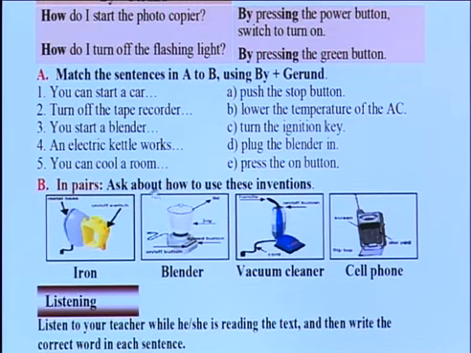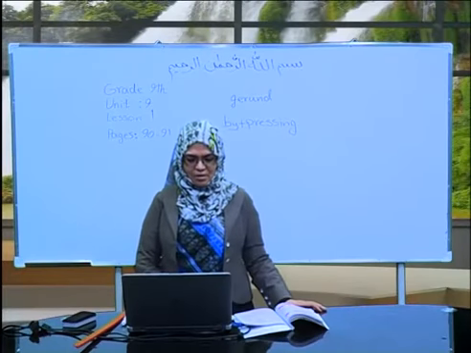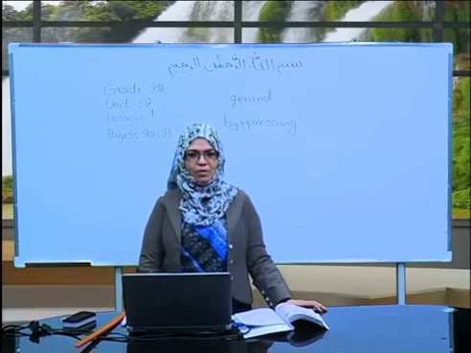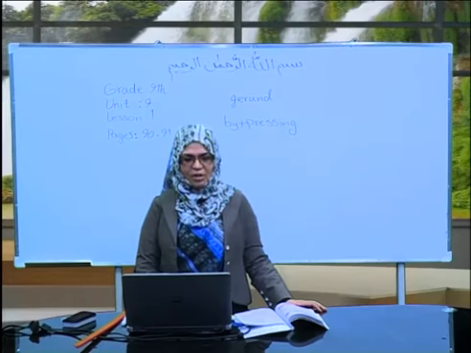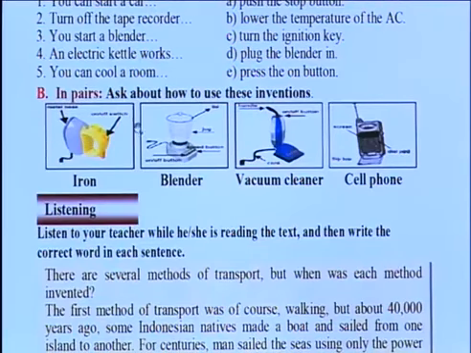In pairs, ask about how to use these inventions. تصویری که شما میبینین they are inventions. اختراعاتی هستن که شما در تصویر میبینین. Okay, see the first picture. This is an iron. How to use these inventions? How to use an iron. و چه قسم یک iron یک اتو استفاده میکنیم.